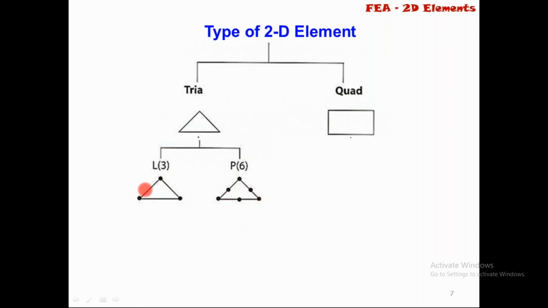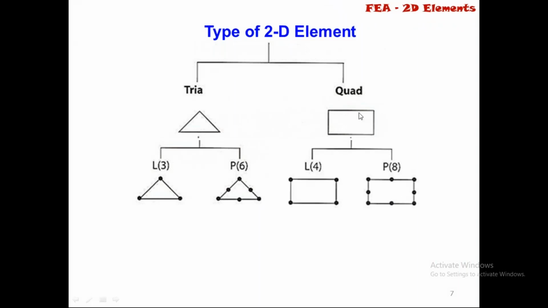Can you tell me the total degrees of freedom of the first diagram and the total degrees of freedom of the second diagram? The only difference is in the total degrees of freedom. If the number of nodes increases, the total number of degrees of freedom also increases. Three nodes means 6 degrees of freedom, and 6 nodes means, yes, correct, 12 degrees of freedom.